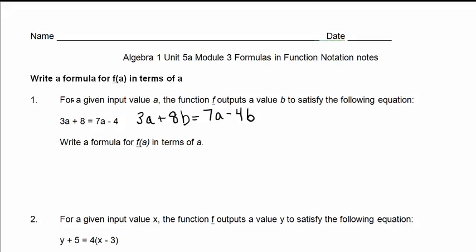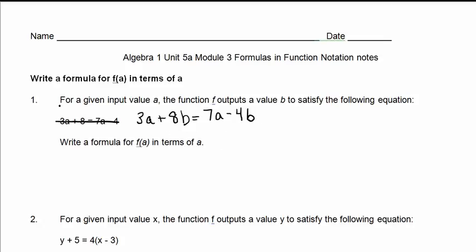These are the Algebra 1, Unit 5a, Module 3, Formulas and Function Notation Notes. Today we're going to write a formula for f of a in terms of a, and I've noticed already in Problem 1 I miswrote the formula here, so I'm going to cross off this formula and have you copy the formula that you see right here. This will be the formula we're using in number 1.